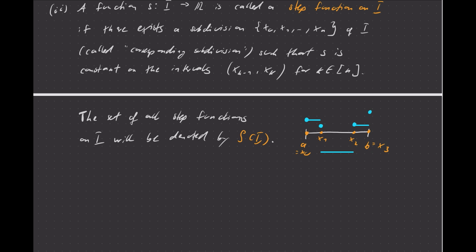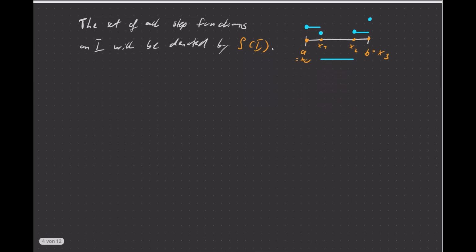And finally, we're ready to define an integral over step functions. And again, that's not going to be hard to define. What we do is we just take the step function, we take the corresponding subdivision, and we just define the integral as the sum of areas of the corresponding rectangles. So point 3 of our definition is the integral here.